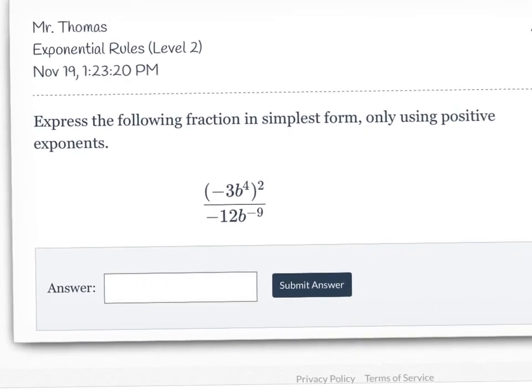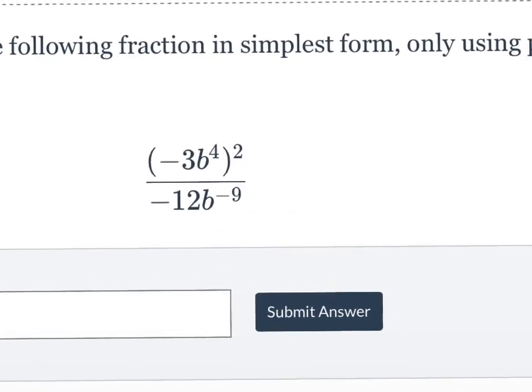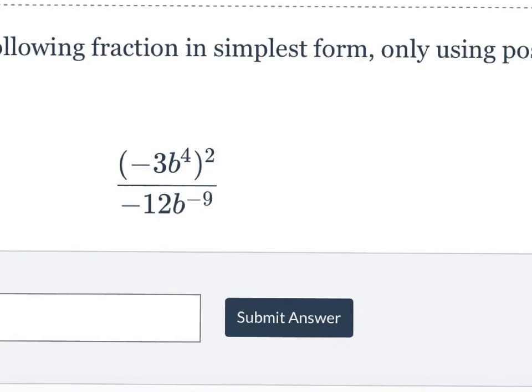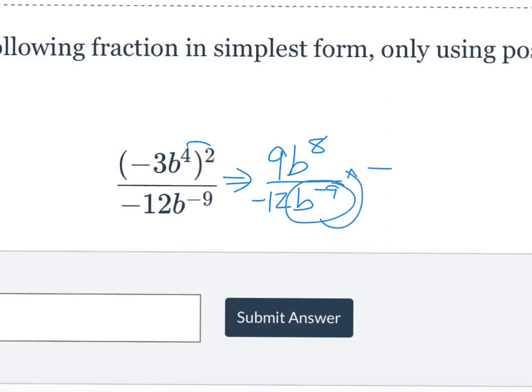Express the following fraction in simplest form only using positive exponents. So same type deal. So -3 to the 2nd would be 9. Power to a power, you multiply, b to the 8th. The bottom, you got -12, b to the -9th. So how do you make that positive? This has got to move up to the top. So now I have 9 b to the 8th, b to the positive 9th, all over 12.